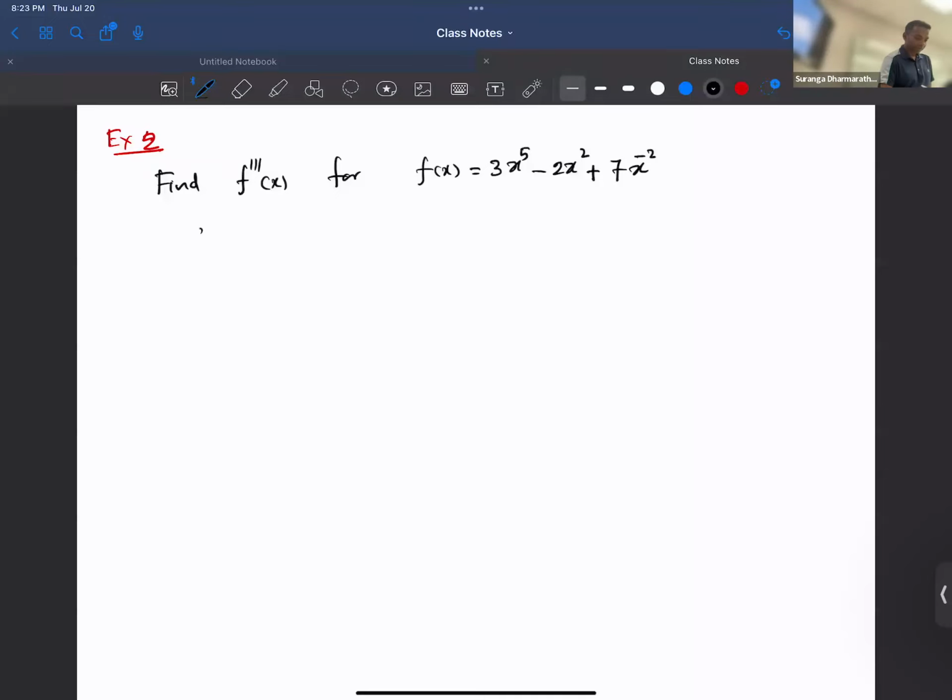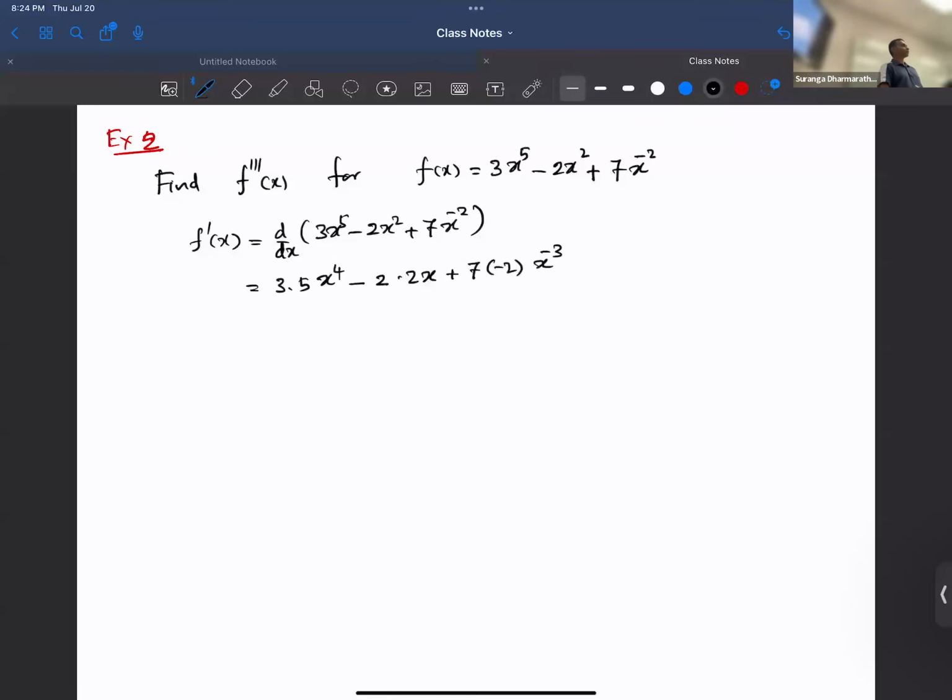First, you find the first derivative, f prime of x, right? Which is d over dx of 3x to the power 5 minus 2x squared plus 7x to the power negative 2. So you get the first term is 3 times 5 times x to the power 4, right? Minus 2 times 2x plus 7 times negative 2 x to the power negative 3, right? So from that I get 15x to the power 4 minus 4 times x minus 14 times x to the power negative 3. Are we all good?